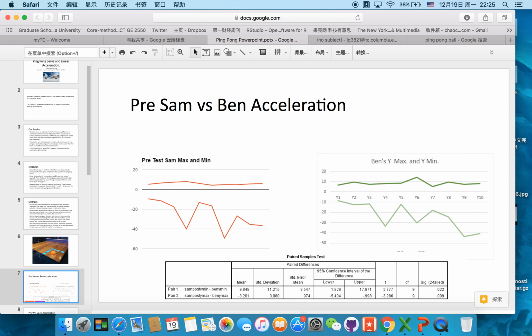So here we have Sam's post trial being compared to Ben's values when it comes to Y, and it was significantly different for both post-min and post-max. And so that was the second trial that Sam participated in.